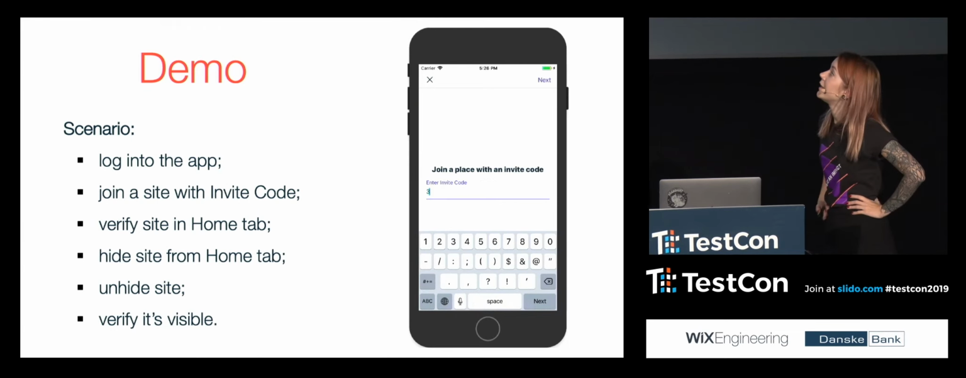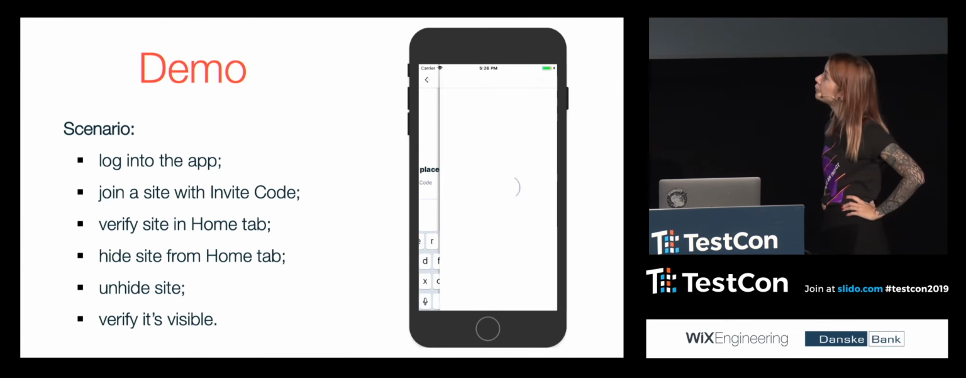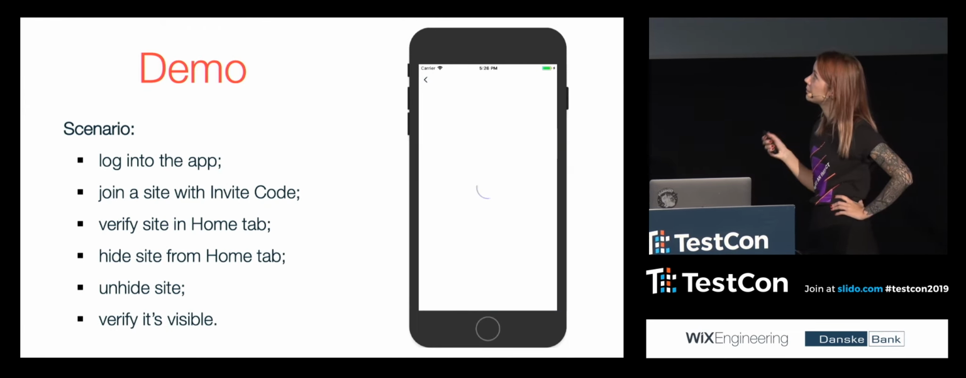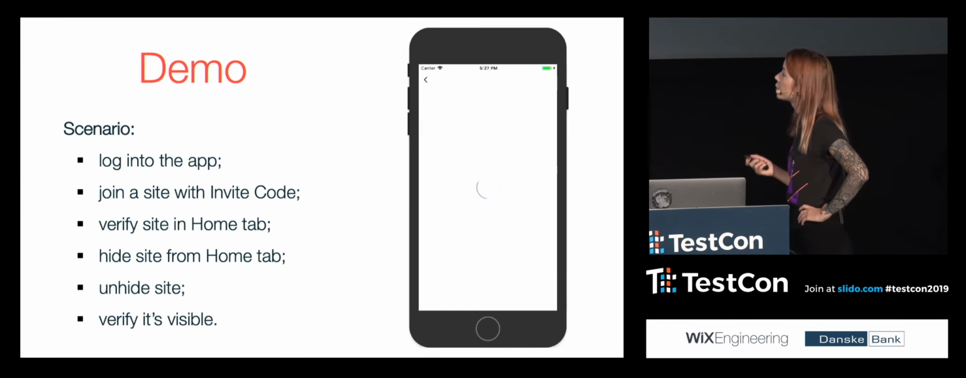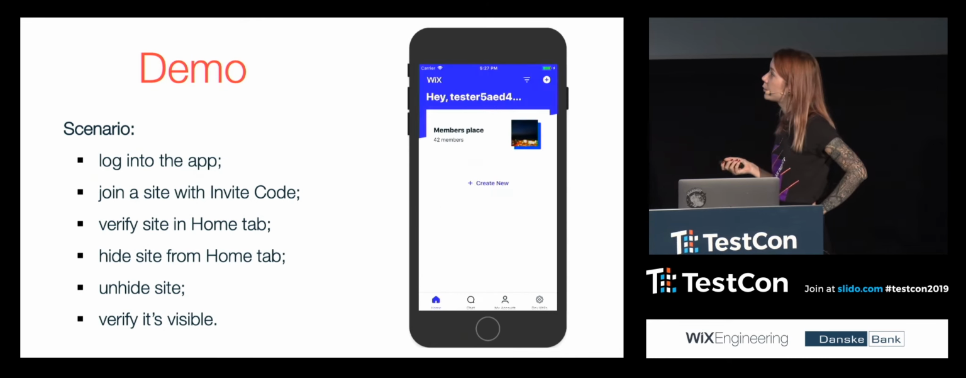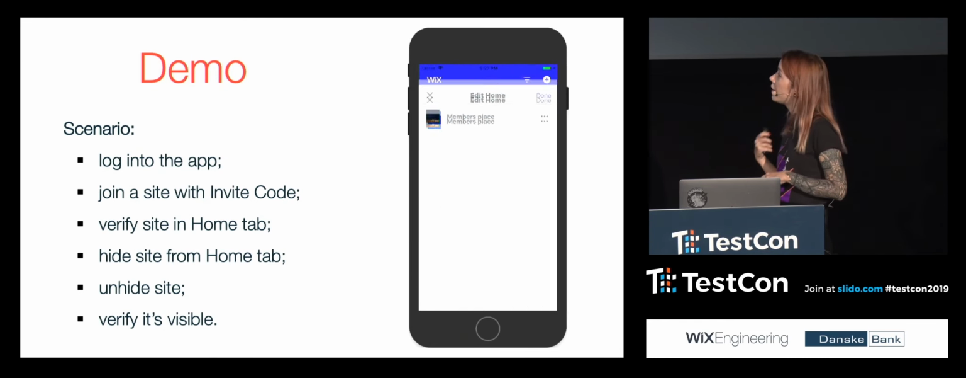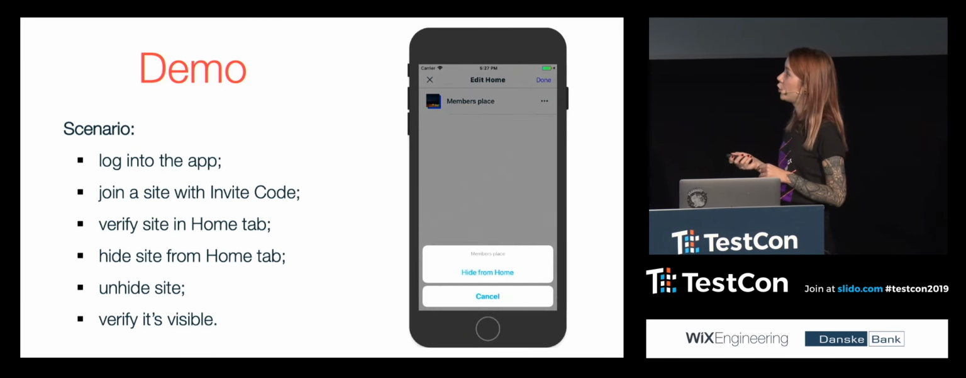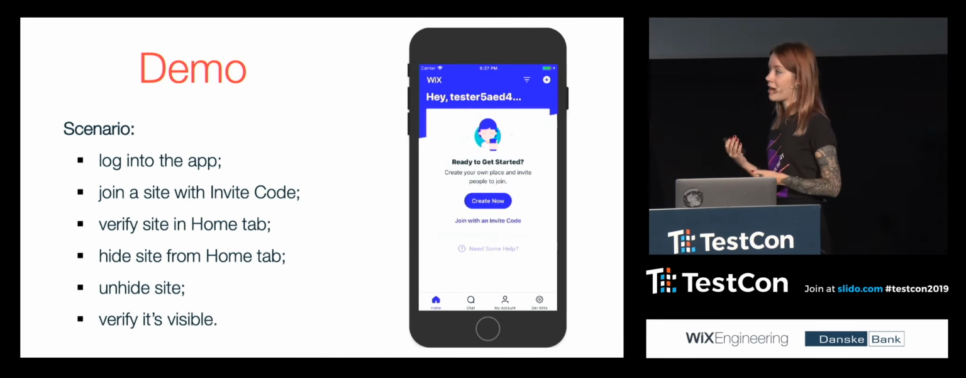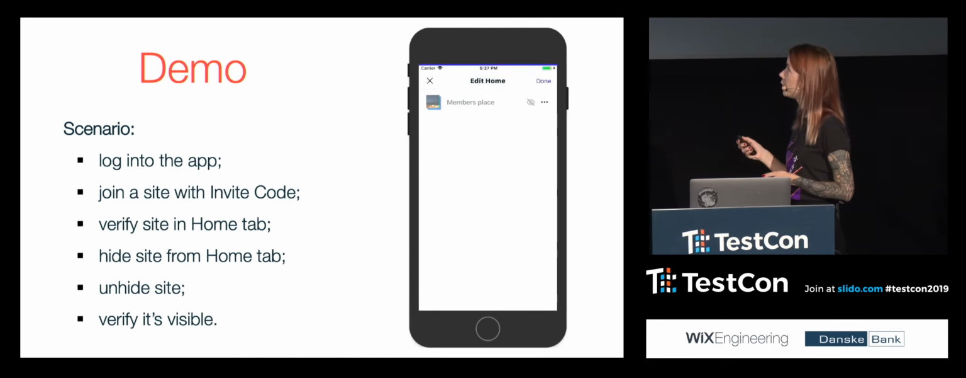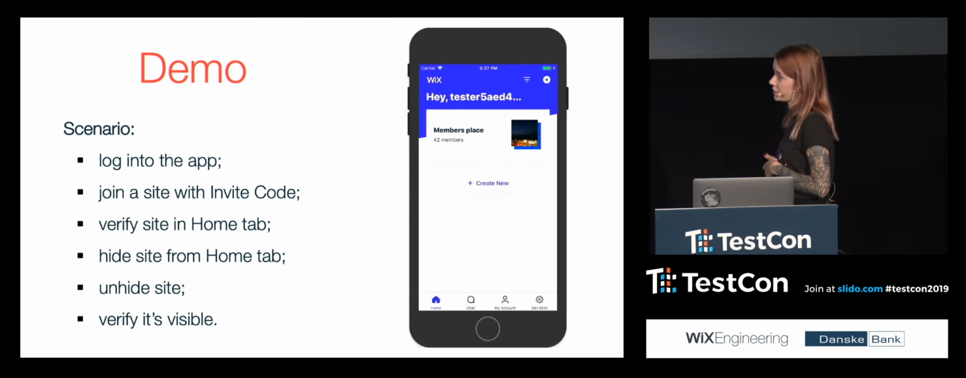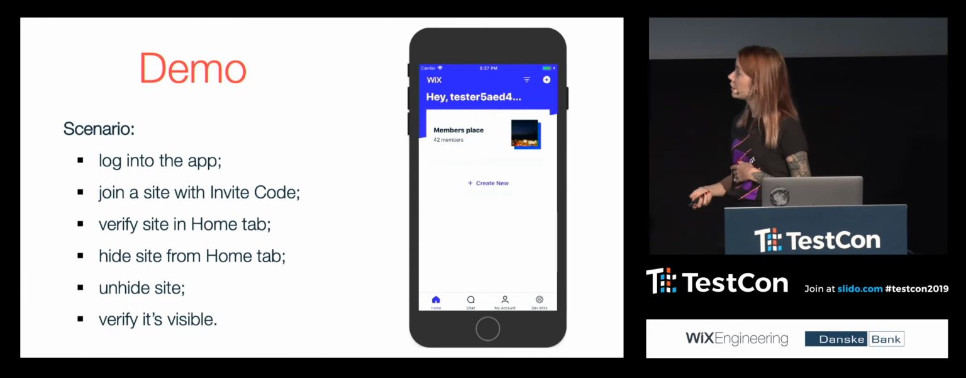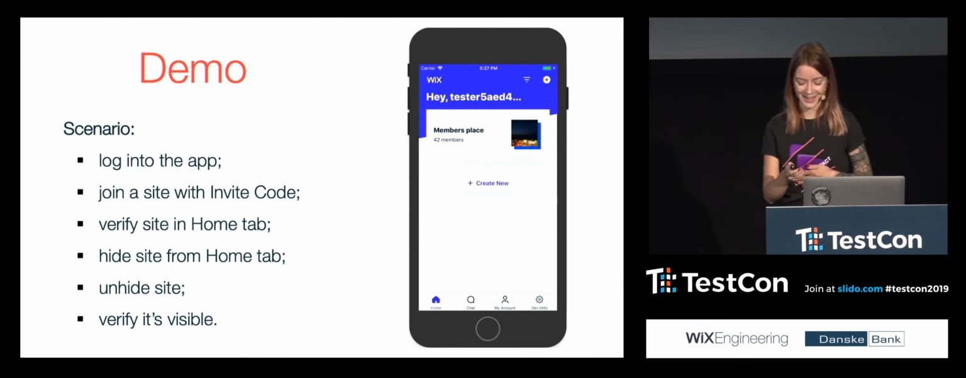So here it enters the invite code. Site is joined. And after that, we verify it's visible in Home tab. Then we want to hide that site from Home tab to verify hide functionality. We verify that it's not visible, and then we make it visible once again. It really looks easy, doesn't it?